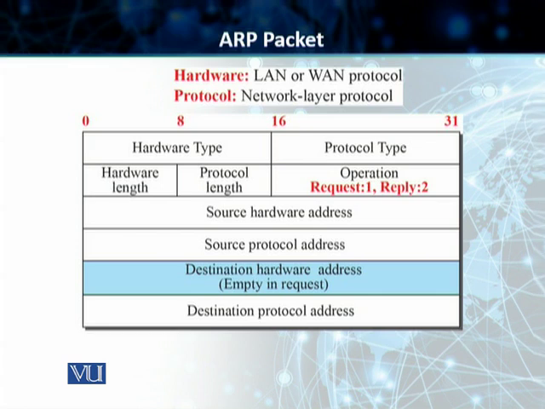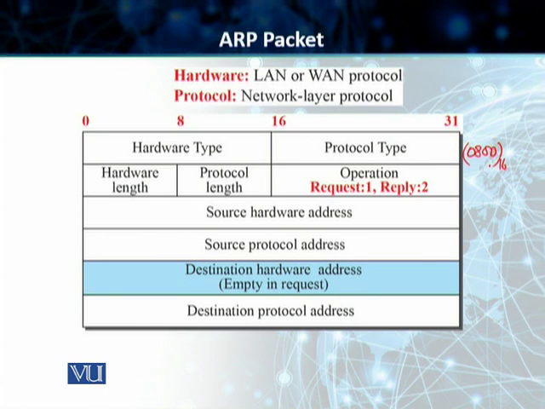Students, next we have the protocol type, and this defines the network layer protocol. So if you're using IPv4 or IPv6, that will be represented by a particular code out here. For example, in the case of IPv4, this protocol type field will have a value in hex. Students, then you have the source hardware and the source protocol addresses.